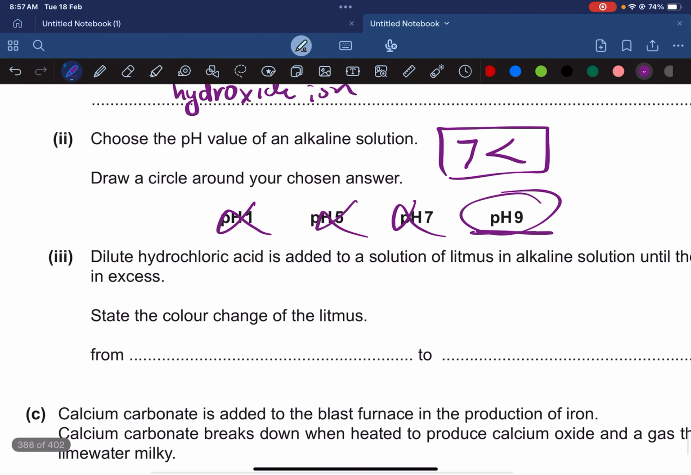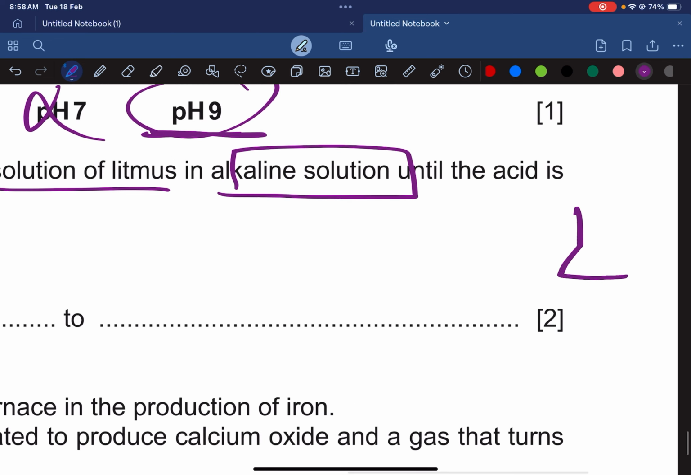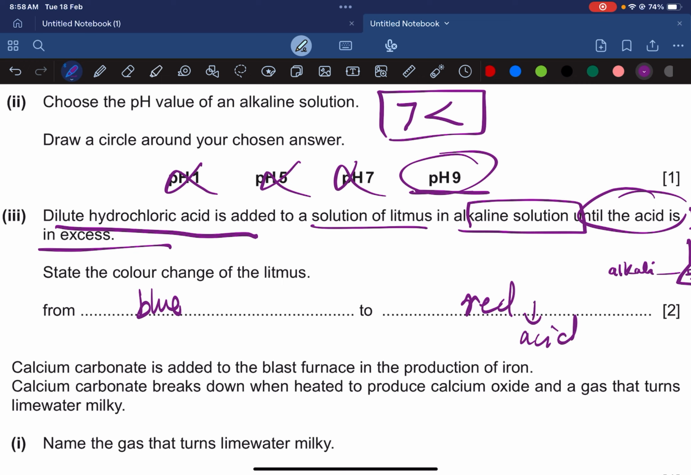Okay. Dilute hydrochloric acid is added to a solution of litmus in alkaline solution until the acid is in excess. What they're saying is that you have this conical flask, and you have an alkali in it. The alkali may be anything, and now you add acid to it in excess. So first for alkali, the litmus is going to be blue, and then you add acid in excess, that's going to be red, because litmus is red in acid. Just learn the colors for methyl orange, litmus and phenolphthalein in acid and alkali.